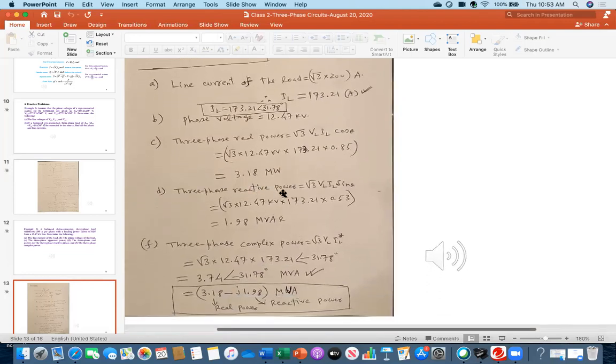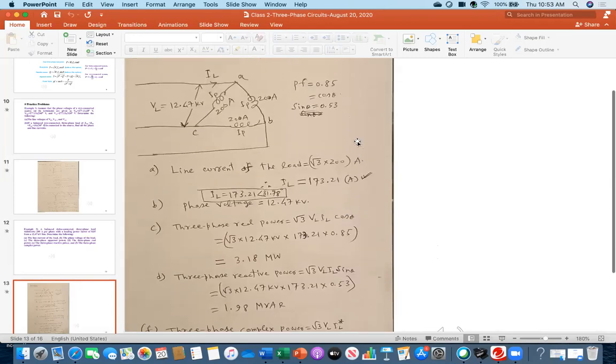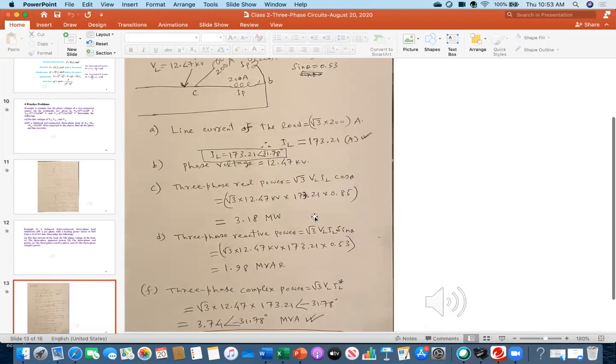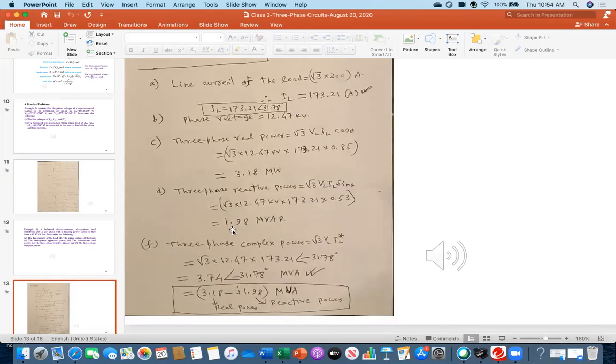And then come back. Three-phase reactive power, √3 VL IL sine theta. So therefore, this will give you √3 then VL IL, that sine theta value. So how do I get the sine theta value? At the beginning, I calculated it from the cos theta. So that is my sine theta. So I got 1.98 megavar. Now the last question is three-phase complex power. What was the three-phase complex power?